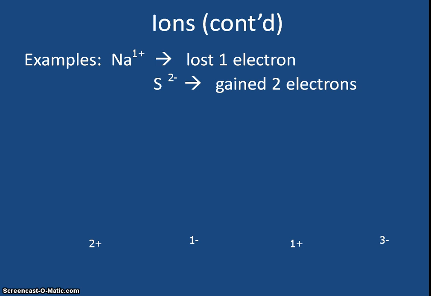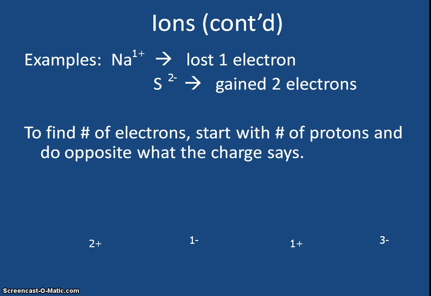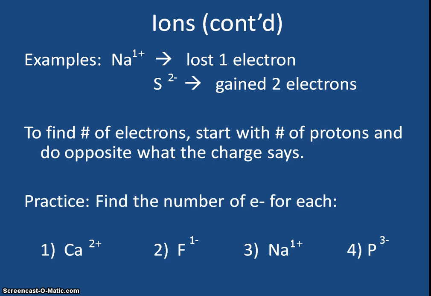If you take a look at these 2 examples, you see that sodium +1, what that +1 is telling you is that it lost 1 electron. And the sulfur -2 tells you that it gained 2 electrons. So to find the number of electrons in an atom, start with the number of protons and then do the opposite of what the charge says.